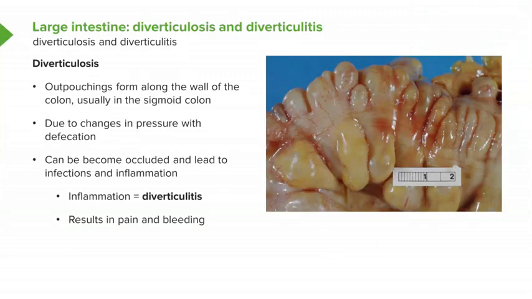If we have these outpouchings and then they become occluded, they can lead to infections and inflammation. And with this inflammation, you can have diverticulitis, where they become inflamed. If they end up bleeding, they can be quite painful, and then you can develop blood in your stools. So diverticulosis leading to diverticulitis can be quite a serious condition.